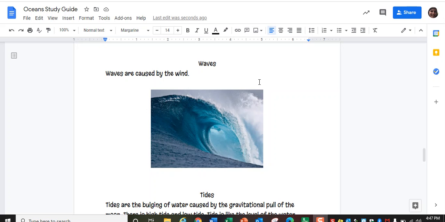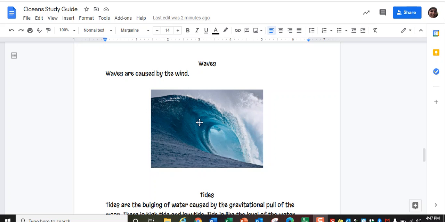This is a review of the Oceans unit. We're talking today about the motions of the ocean. So how does the ocean move? The first one is waves. Waves are caused by the wind, and they're what you think of when you think of ocean movement.